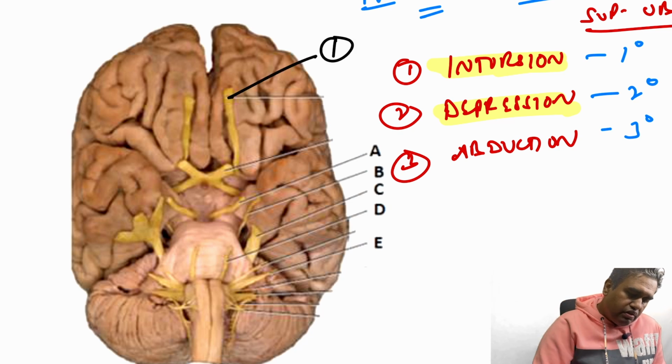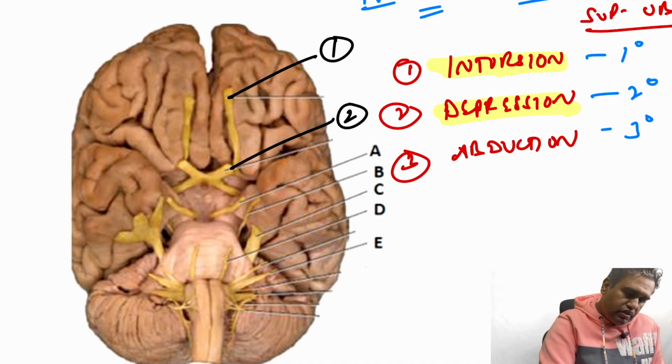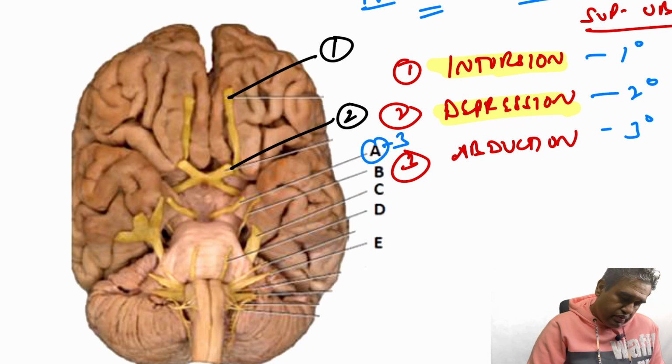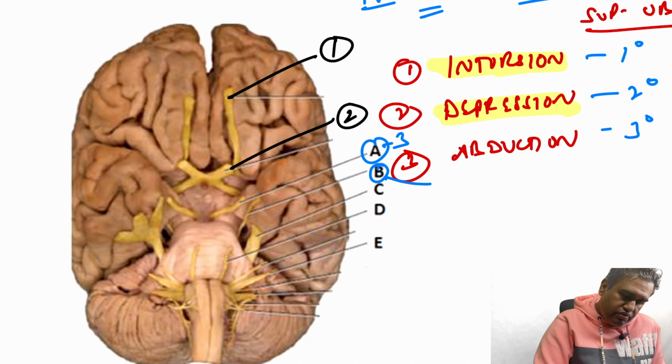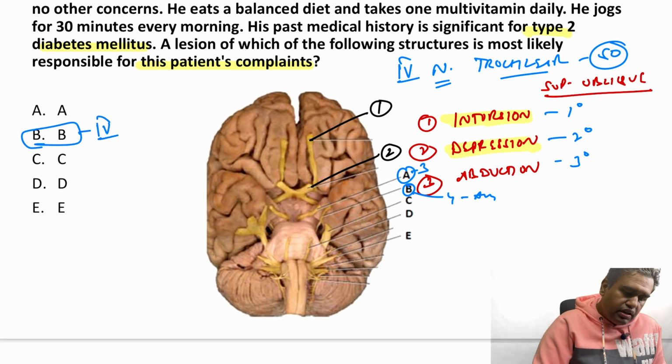This is our nerve number 1, olfactory. This is nerve number 2, that is optic. Okay. Then this is A option over here. If I put it a different color, this is oculomotor, third. Then this B option, this is the fourth nerve, and that is the answer. So actually the answer is what? Option number B, it is the fourth cranial nerve.